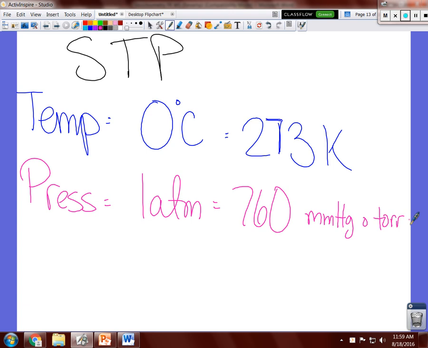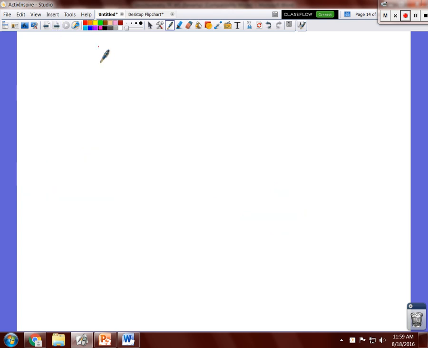So here's how they figured out these constants. Everybody cool with that? 1 atm equals 760 millimeters of mercury, or torr. Cool with that? All right, so let's look at this. Then we've got PV equals nRT. Well, if we want to know what R is, can we isolate it? What is R? Isolate it in the variables.